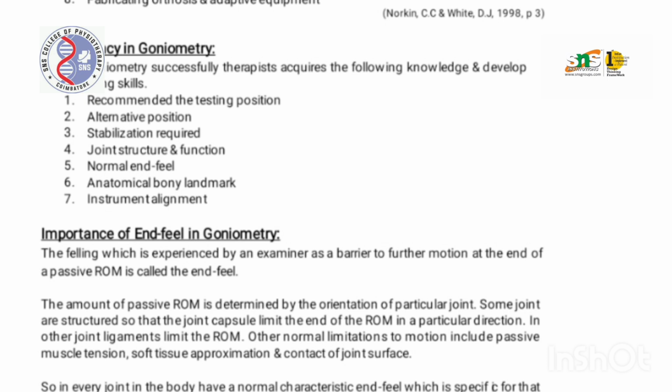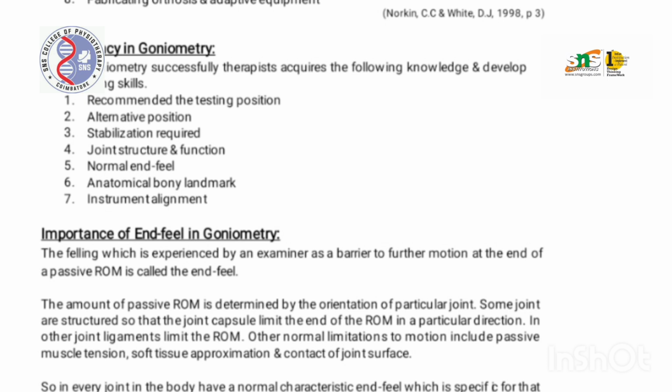Some joints are structured so that the joint capsule will limit the end of the range of motion in a particular direction. In other joints, ligaments limit the range of motion. Other normal limitations of motion include passive muscle tension, soft tissue approximation, or contact of joint surfaces.